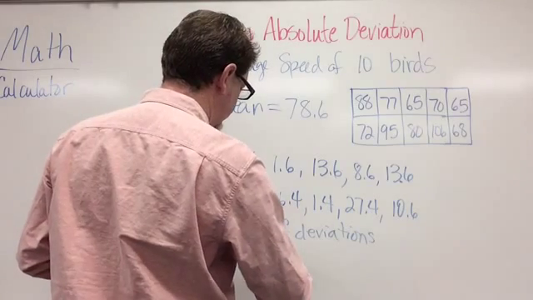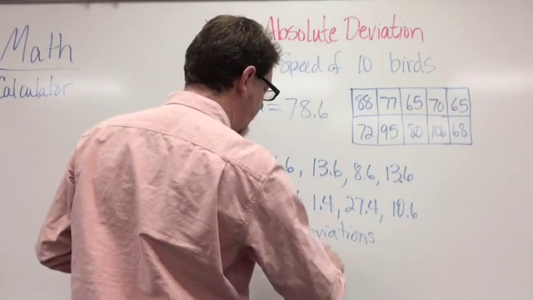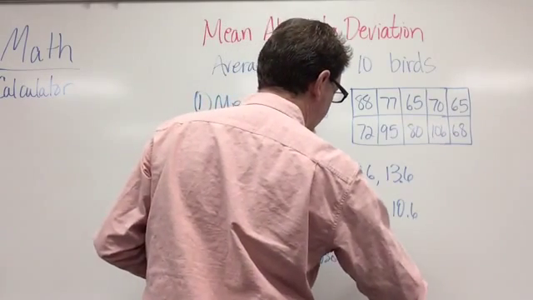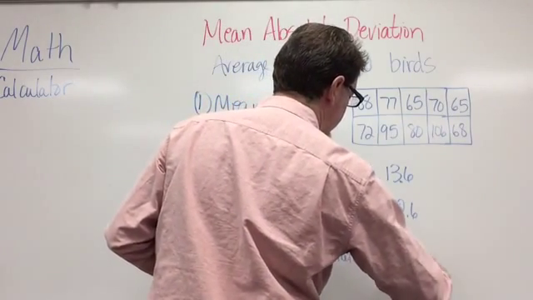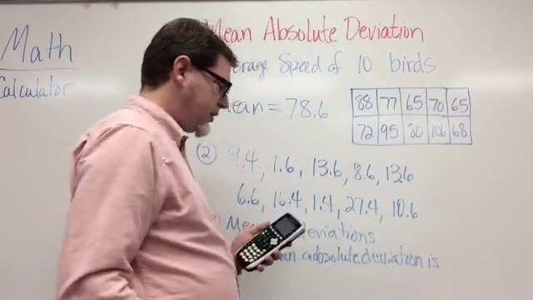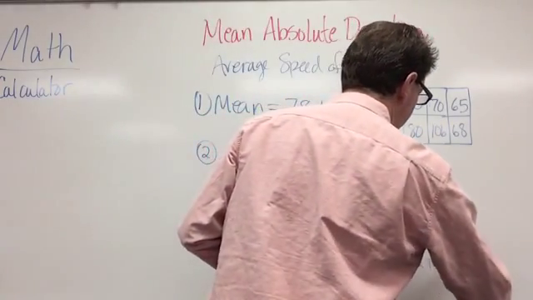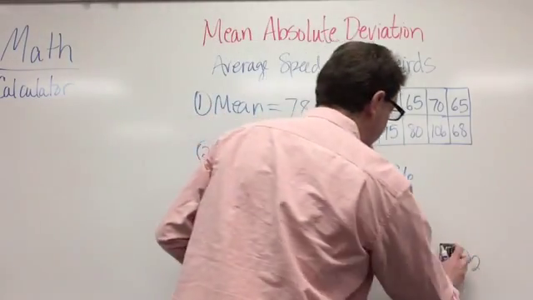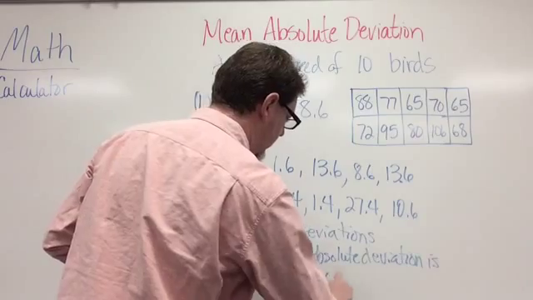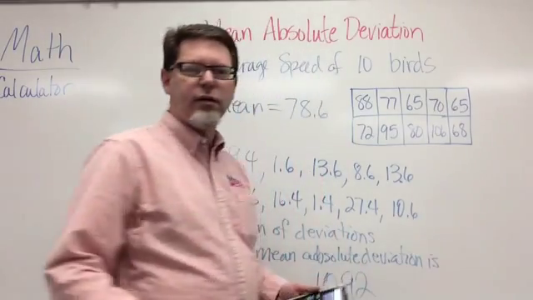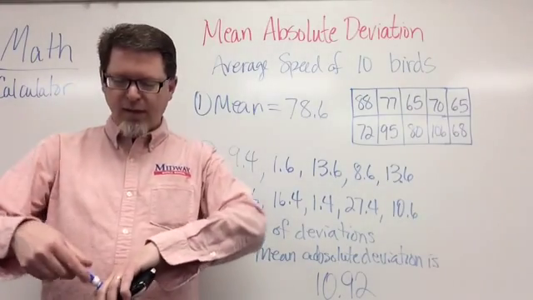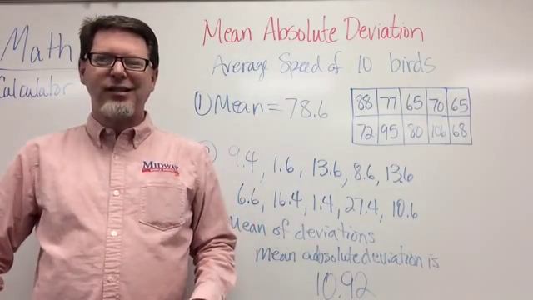So the mean absolute deviation is 10.92. And that's not on the TV, so I'll write it down here. 10.92. 3 steps. They're not difficult steps. They just take a long time.